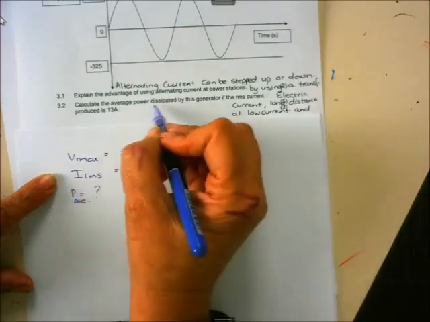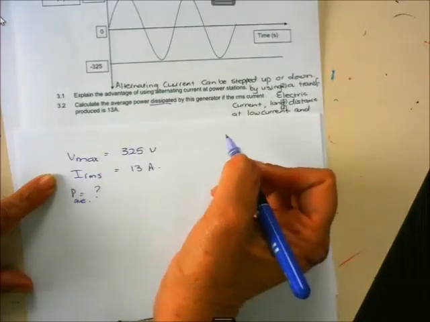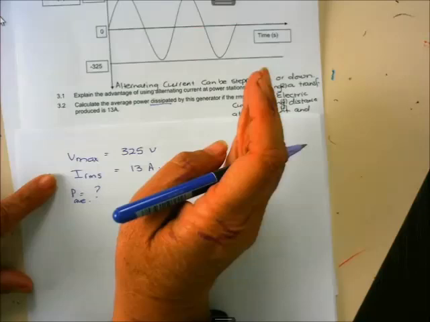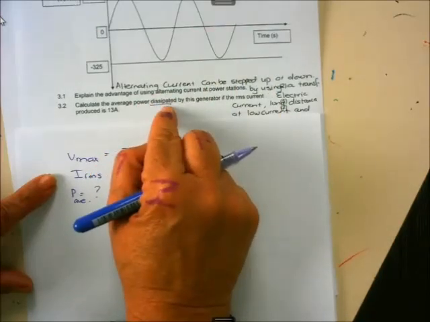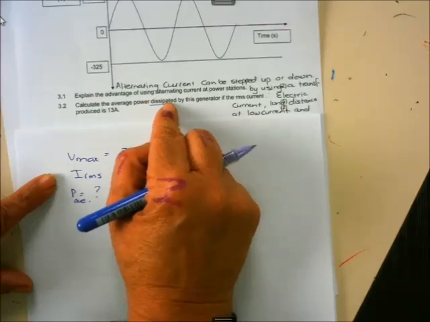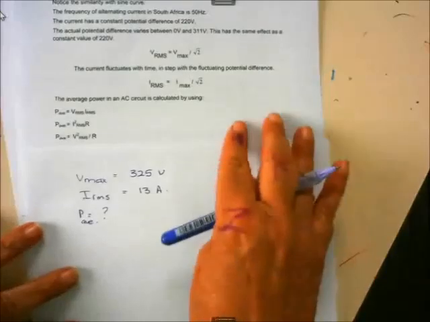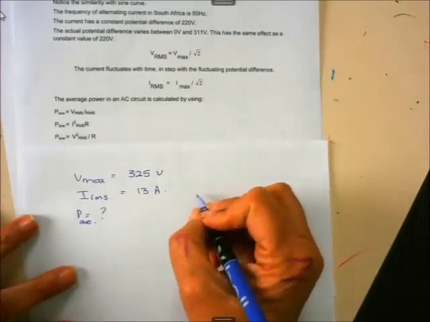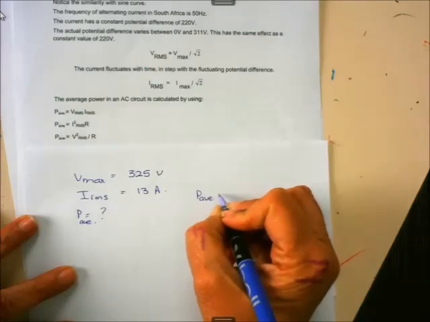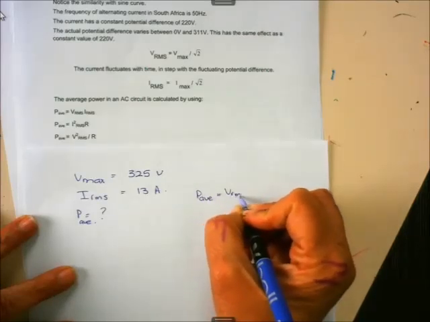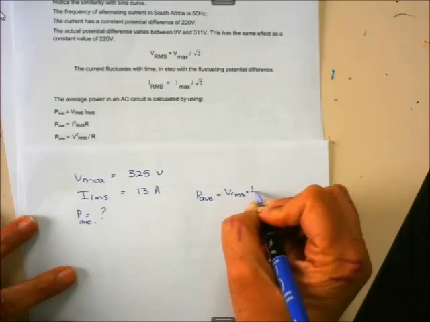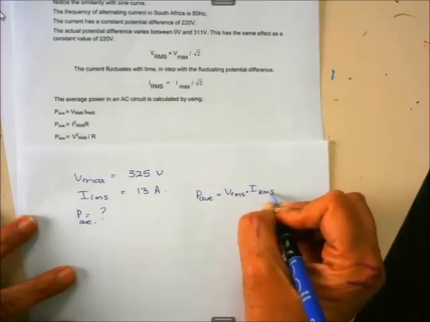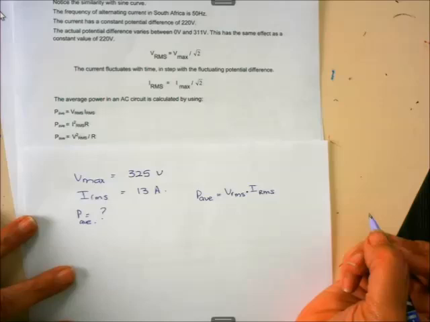First of all, please don't get a fright when you see a word like dissipated. Just look for the signs. In other words, dissipated means given off. But I know you get a fright when you see big words. Right. Now, let's quickly have a look at this. What do they want? They want us to work out the power. Now, what I would have done is use this formula: P average is equal to VRMS times IRMS.